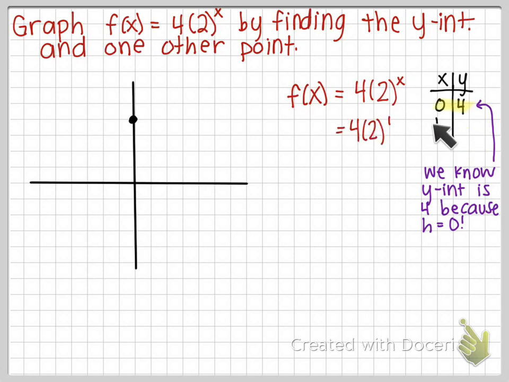I'm going to plug in 1 for my x because that's easiest. So if I plug in 1 for x, 2 to the first power, we have to do exponents first. 2 to the first power is 2. And then 4 times 2 here is 8. So when I plugged in 1 for x, I got 8 for y. So 1, 8 is all the way up here. And then I'm going to graph it. Okay, and then that's it.